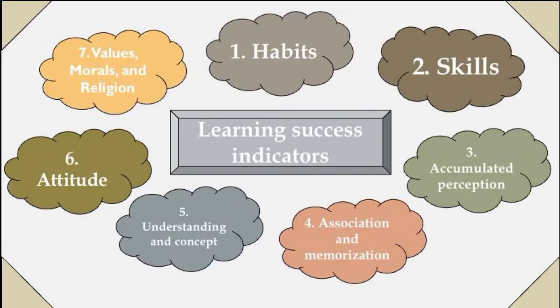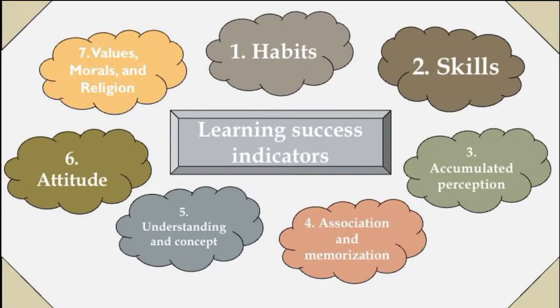And the third is accumulation of perfections, namely various perfection obtained by students through learning, such as the introduction of symbols, numbers, and understanding. And the fourth is associations and memorization, namely a set of memories about something as a result of strengthening through associations, either natural associations or artificial associations.